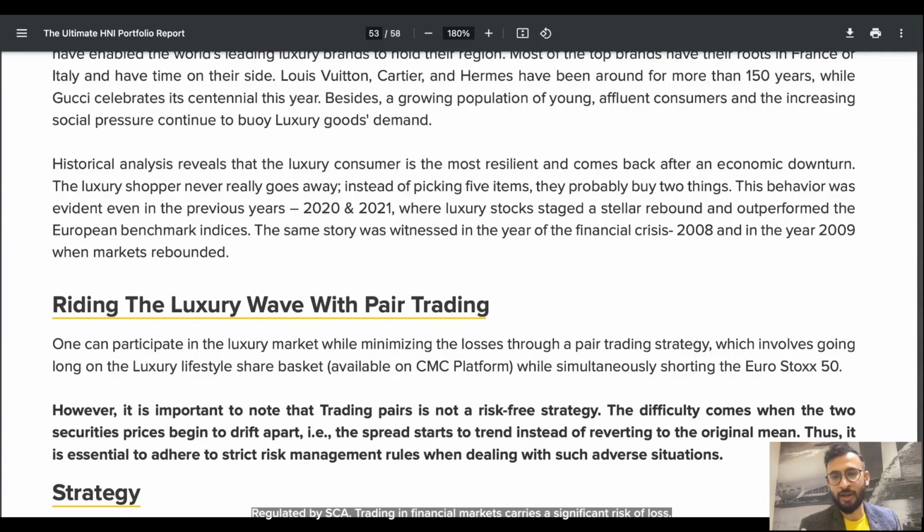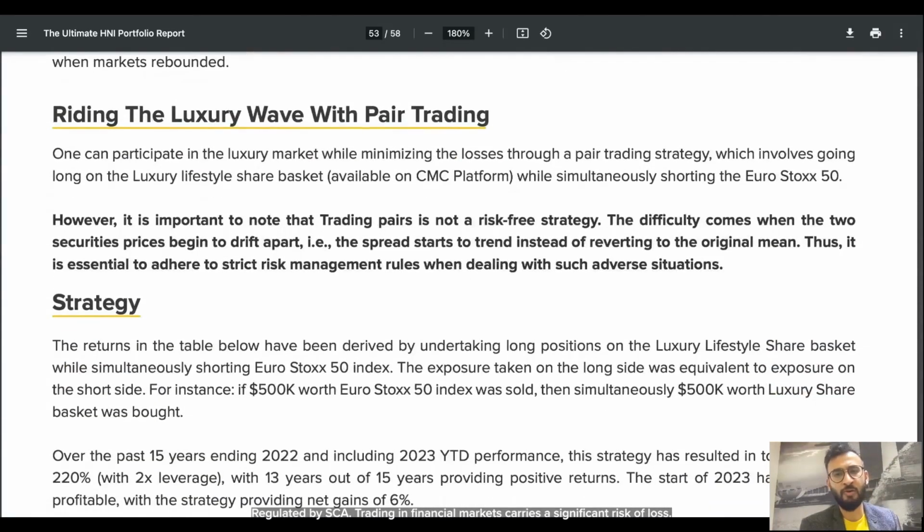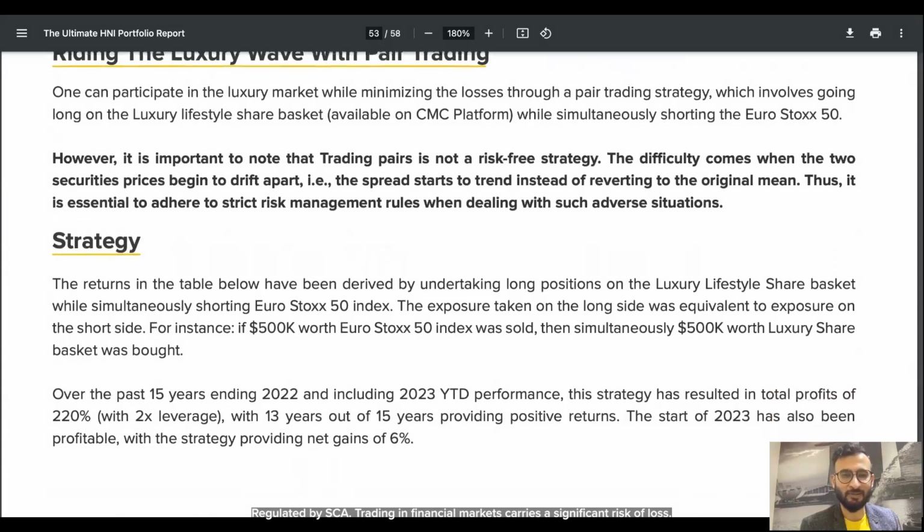The same story, as you can see in the flyer, was witnessed in the financial crisis of 2008 and in 2009 also. Now, what was basically the idea? The idea was that you can participate in the luxury market and try to minimize the losses through a pair trading strategy. How are you going to do it? You buy a luxury lifestyle index, a basket of companies based on luxury lifestyle, and simultaneously short sell the Euro Stocks 50, the Euro index.